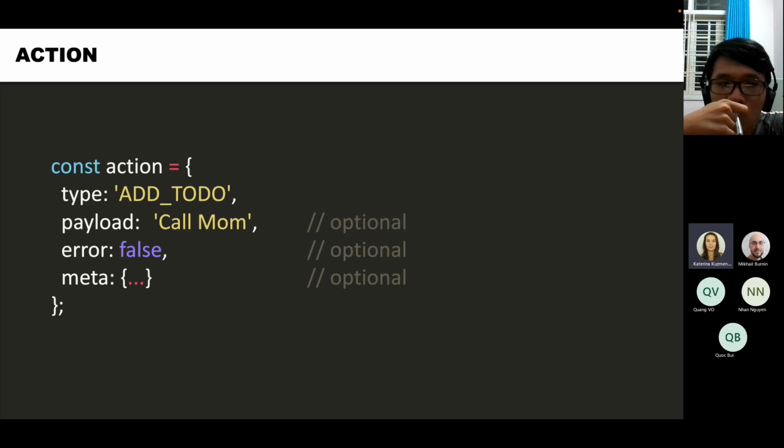So here we see our action with the type add to-do and other optional keys and other options, which is payload, call mom, error false, and meta, where we find more, which is an object here.